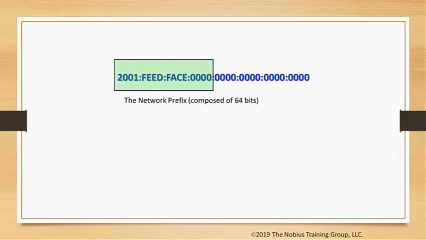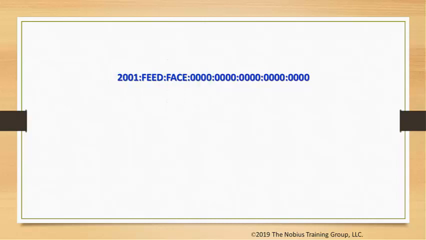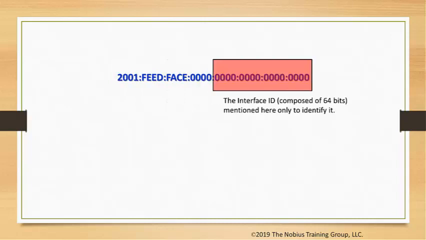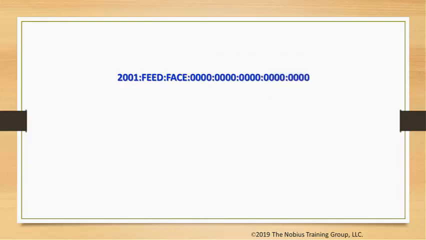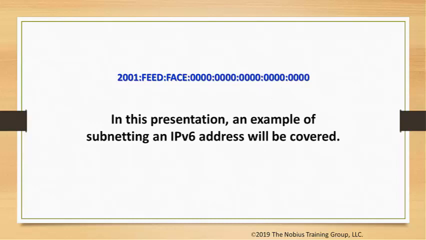This is the network prefix. It's composed of 64 bits. This is the interface ID, also composed of 64 bits, mentioned here only to identify it. We'll get back to it later. In this presentation, an example of subnetting an IPv6 address will be covered.